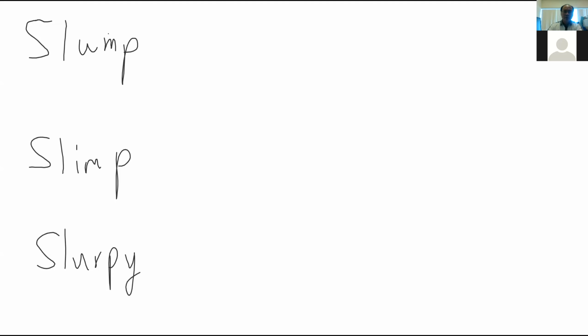So what you should do is look at each of these three things and write a function that will take in a string and return true or false. So you have slump, string s, and bool. And you can have basically one function like this for each one.